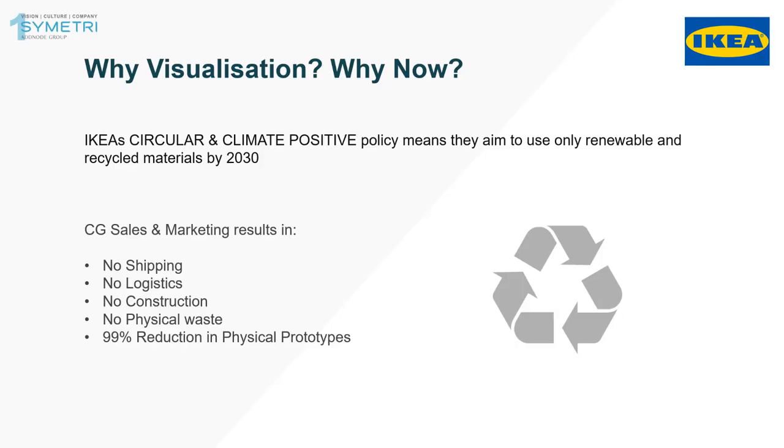Because, again, a bit like I mentioned earlier, IKEA have said they're looking to go for a more sustainable process, but by adopting this CGI marketing approach, they have massively reduced the shipping, logistics, construction, physical waste, and a massive reduction on physical prototypes as well. So IKEA aren't just saving money by embracing a robust viz strategy, they're actually building credibility by achieving their environmental goals earlier that they've set. And this is a real pull factor for IKEA's eco-conscious consumer.